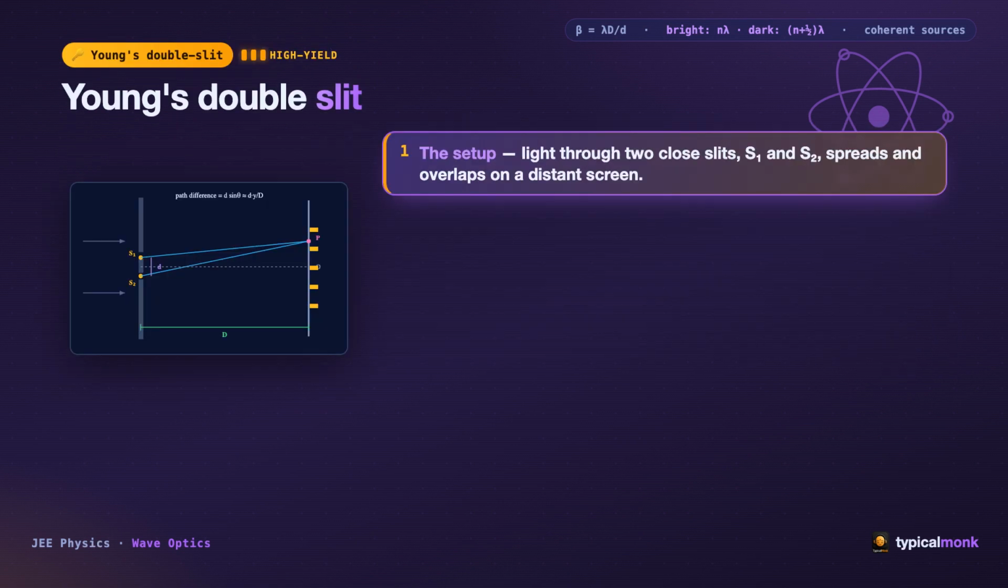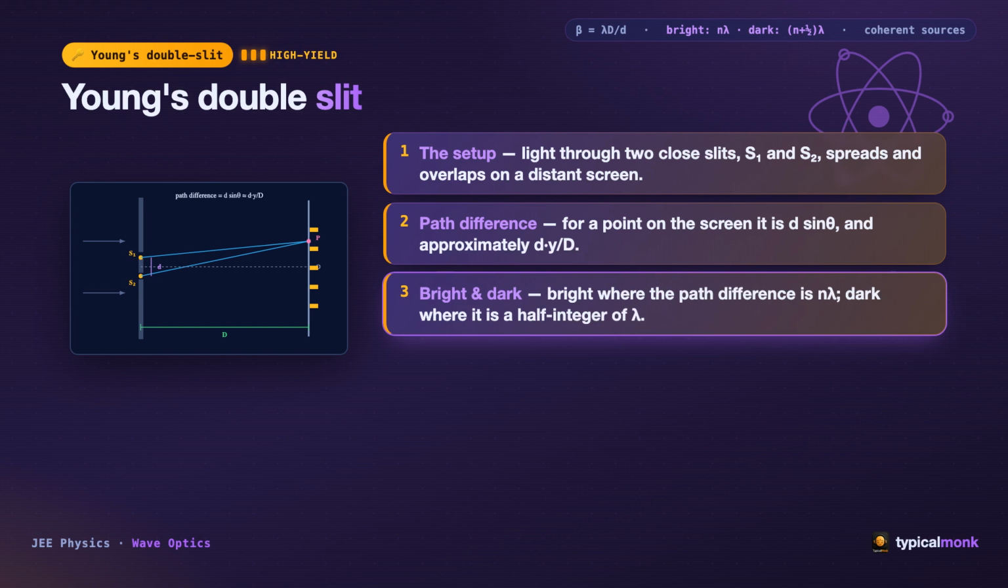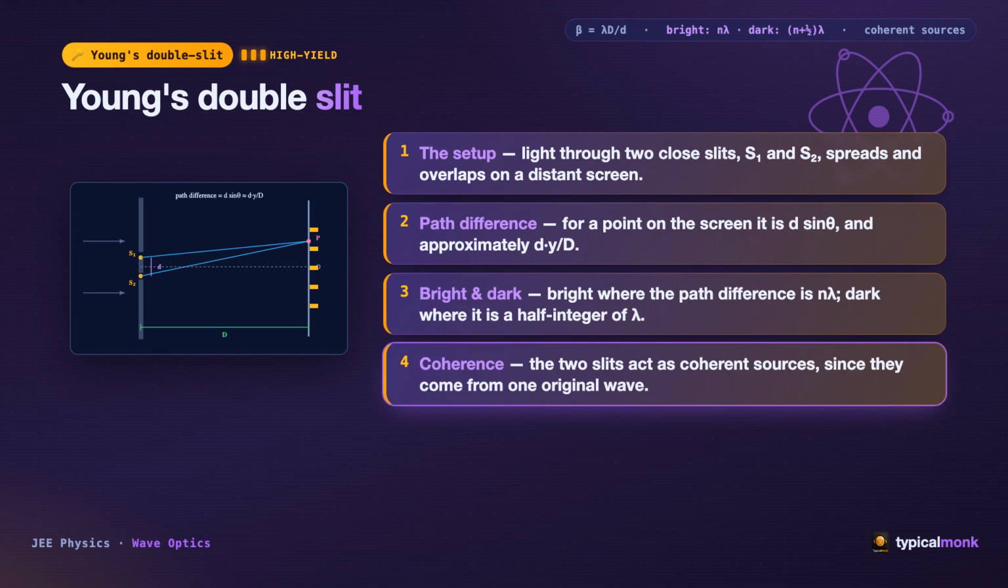Now look at the picture. Young's double slit experiment. The setup: light passes through two closely spaced slits, S1 and S2. It spreads from each and overlaps on a distant screen. Path difference: for a point on the screen, the difference in the two path lengths is d sin theta, and for small angles, approximately d times y over D. Bright and dark: it is bright where the path difference is n lambda, and dark where it is a half integer times lambda.